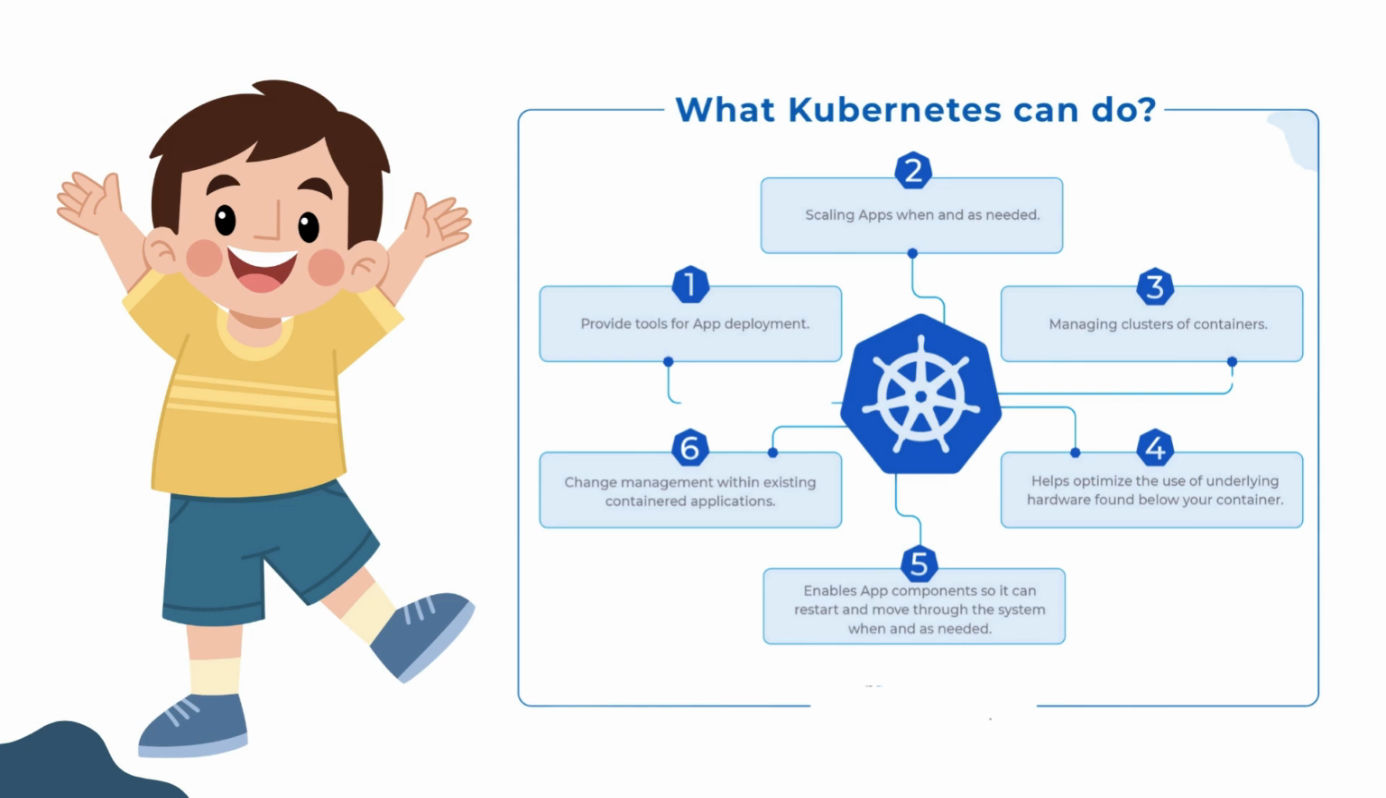Kubernetes has several key components like node, pod, cluster, and master node. We'll discuss each and everything in the upcoming sessions.